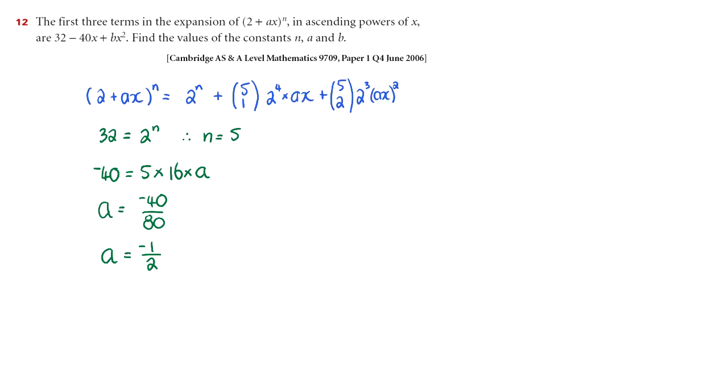All right, they tell us that b is the coefficient of the x squared term, which means that we know what b equals. b is equal to 5C2, which is 10, 2 cubed is 8, and a is negative a half, so we have negative a half squared. 10 times 8 times a quarter is 20, so b is 20. We've solved the problem. n is 5, a is negative a half, and b is 20.